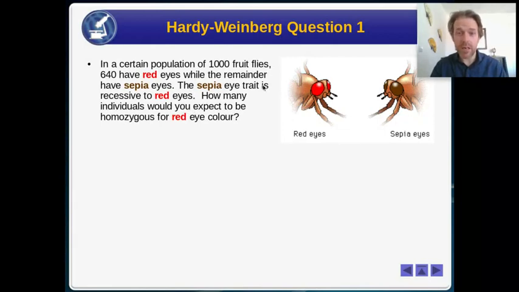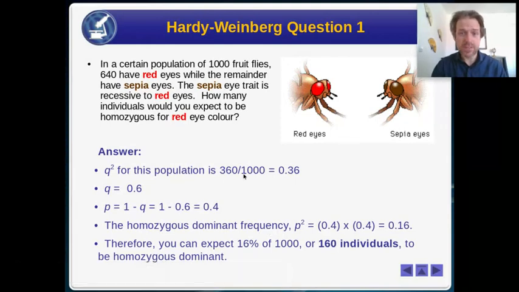The sepia eye trait is recessive, but they've only told us the number with red eyes. But what we can do is figure out, if 640 have red out of 1,000, then 360, the remainder, must have sepia eyes. Do you understand that, hopefully? So we can then take 360 divided by 1,000 to turn it into a proportion, 0.36. That's our value for q squared, our homozygous recessive.